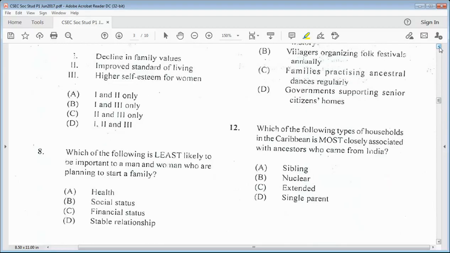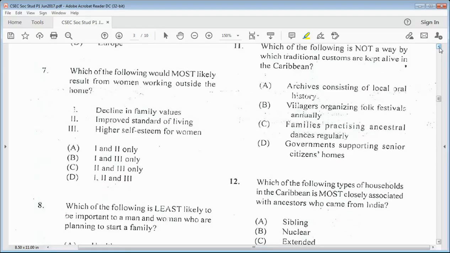Question 7 says, which of the following would most likely result from women working outside the home? 1, decline in family values. 2, improve the standard of living. 3, higher self-esteem for women. So is it A, 1 and 2 only, B, 1 and 3 only, C, 2 and 3 only, or D, 1, 2, and 3?